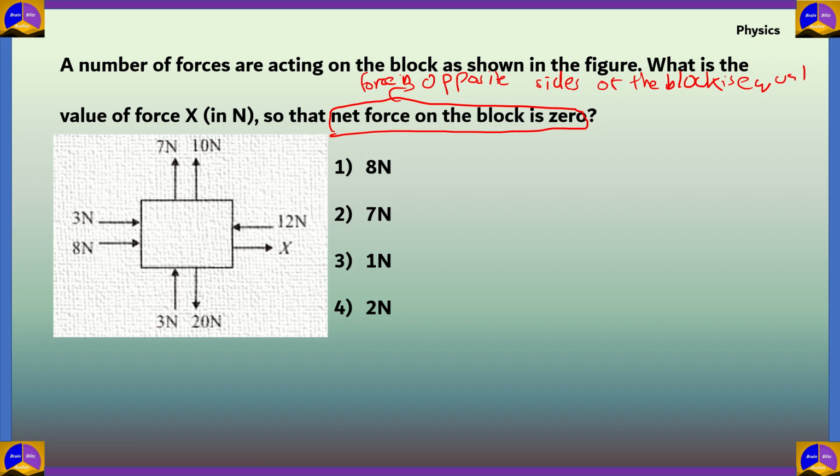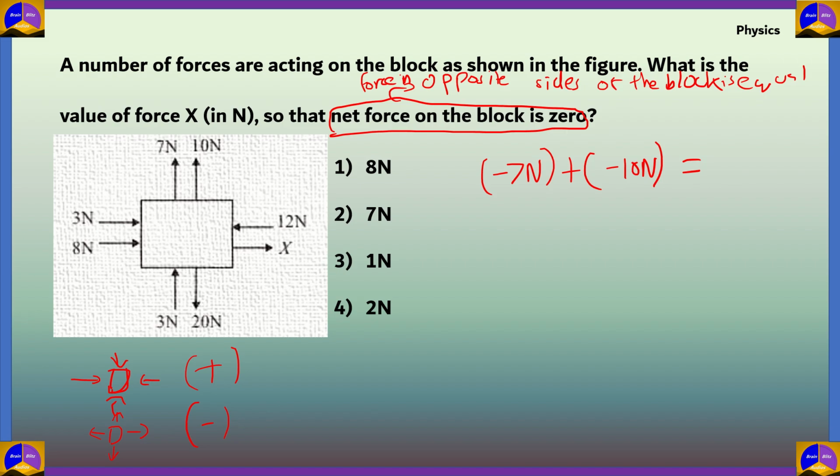So according to what we said before, let's indicate the arrows moving towards the block from any side as a positive integer, while an arrow moving away from the block from any of the sides as a negative integer. So let's look at the upside. So 7 N and 10 N are going away. Both of the arrows are going away from the block, so both of these would be negative integers. So minus 7 N plus minus 10 N.